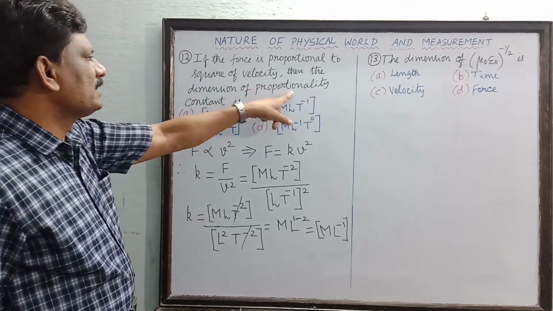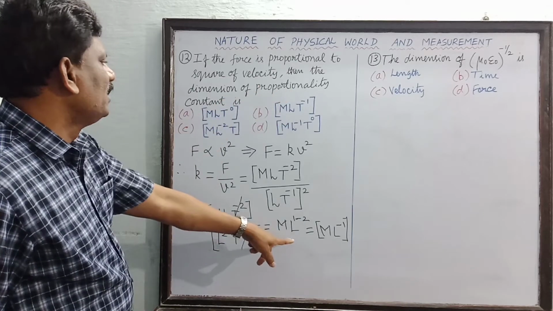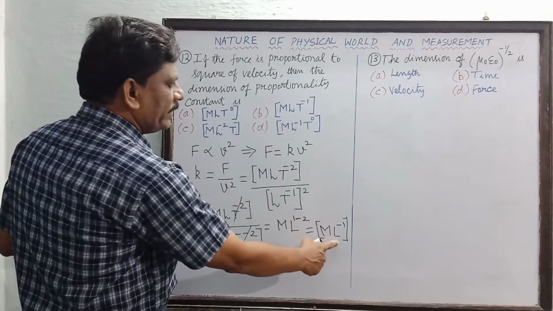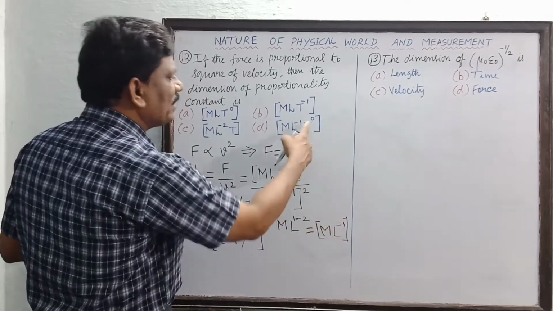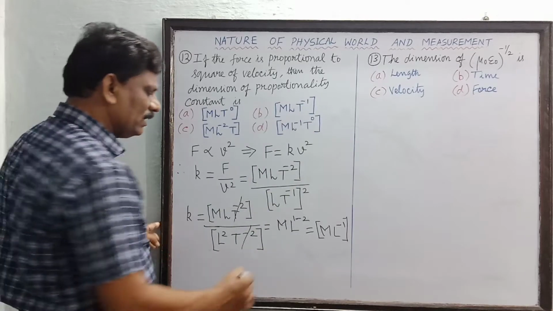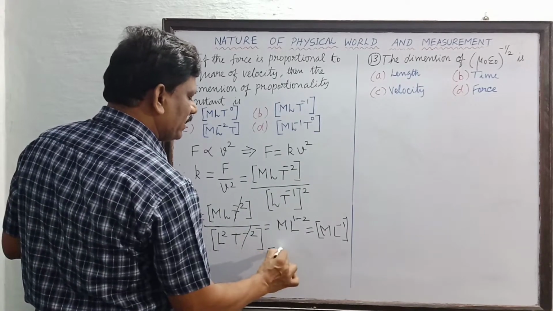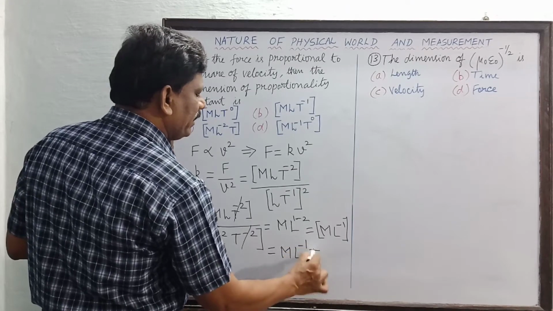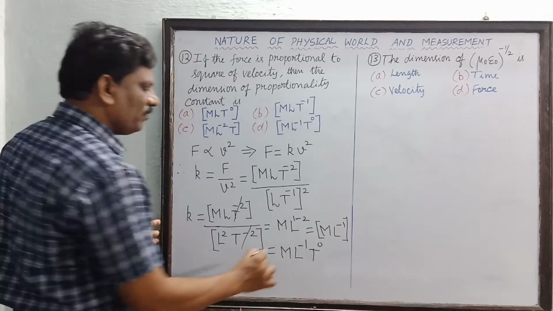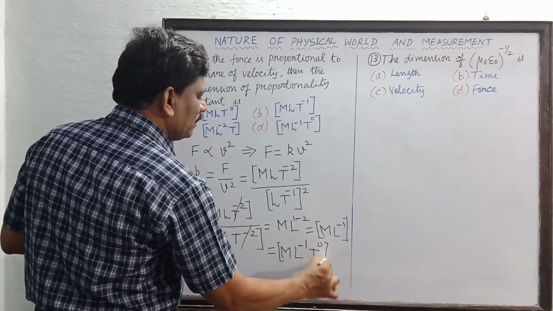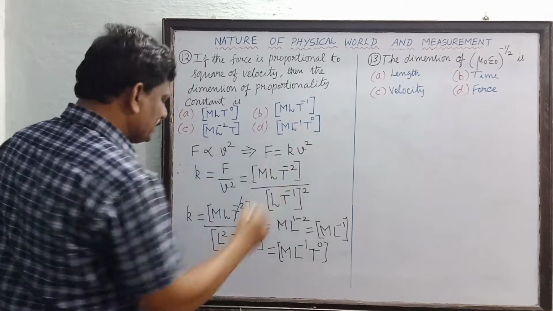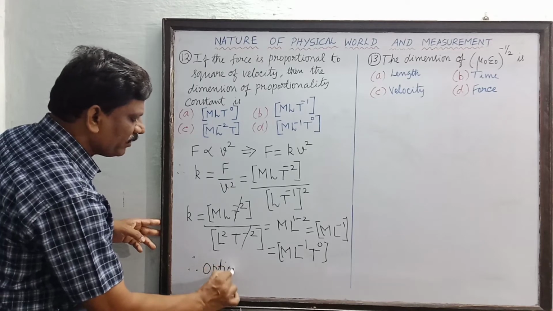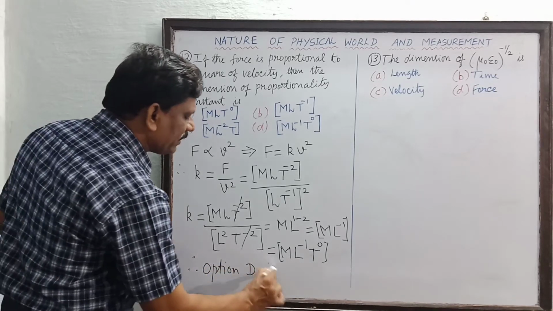So the dimensions of the proportionality constant, which of the following options? This can also be written as M L power minus 1 T power 0, because T power 0 is 1. So I can also write this as M L power minus 1 into T power 0. Therefore, which is the correct option? Option D is the right answer.